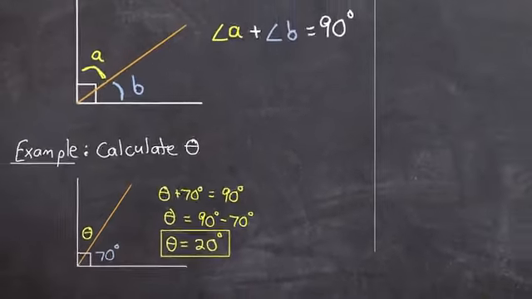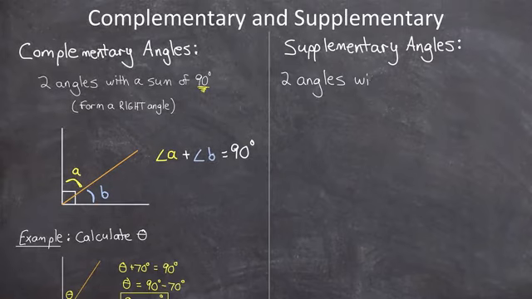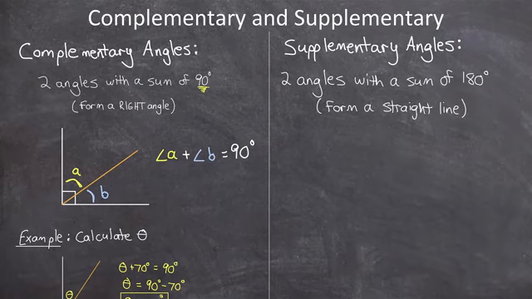Now I'll zoom out and we'll talk about supplementary angles. Supplementary angles are two angles with a sum of 180 degrees. When supplementary angles are combined, they form a straight line.